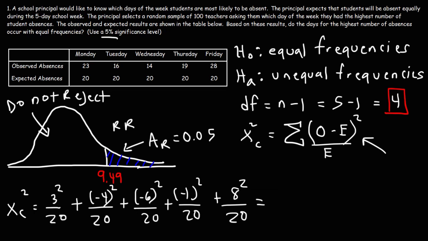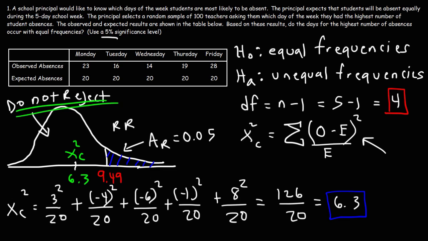So 3 squared plus 4 squared plus 6 squared plus 1 squared plus 8 squared, that's 126. So this is 126 divided by 20, which works out to be 6.3. So this is our calculated chi-square value. So let's place that value on the graph, which should be somewhere in this region. As we can see, our calculated chi-square value lies in the do not reject region.